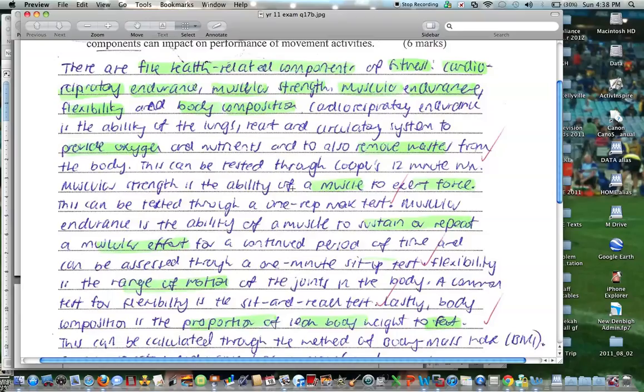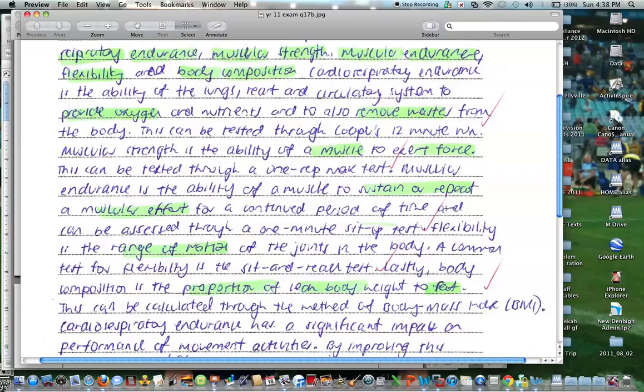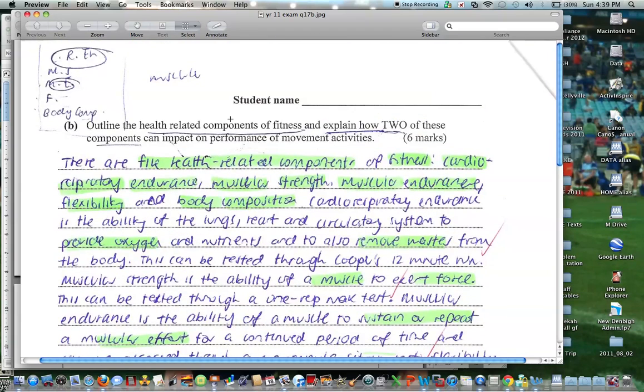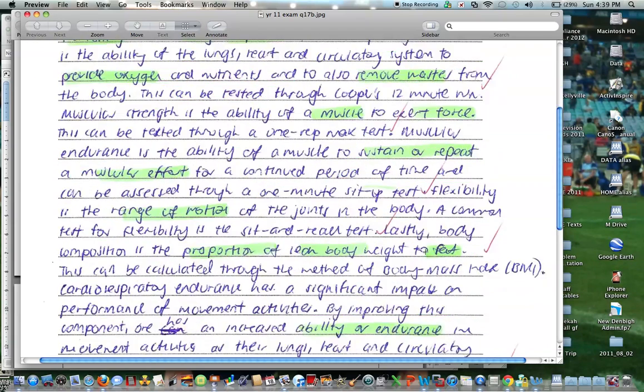Muscular strength is the ability of a muscle to exert force. This can be tested through a 1-rep max test. Muscular endurance is the ability of a muscle to sustain and repeat a muscular effort for a continued period of time and can be assessed through a 1-minute sit-up test. Flexibility is the range of motion of the joint in the body. A common test for flexibility is the sit and reach test. And lastly, body composition is the proportion of lean body weight to fat. This can be calculated through the method of body mass index, the BMI. So that's the first part of the question there. Outline the health-related components of fitness. He's done that. Can't fault him.